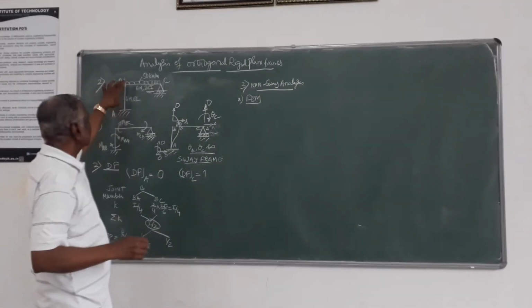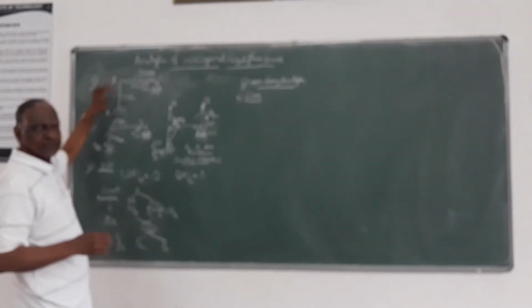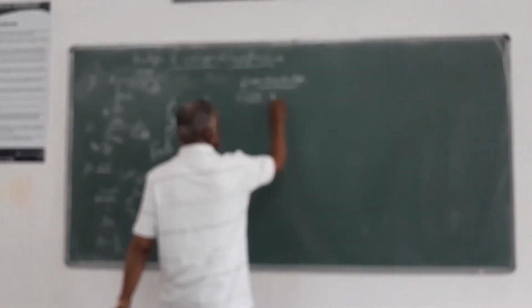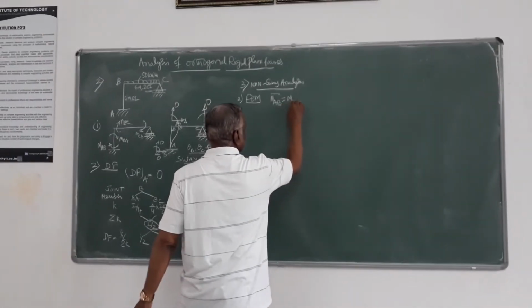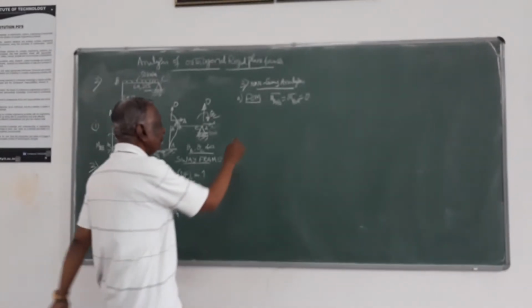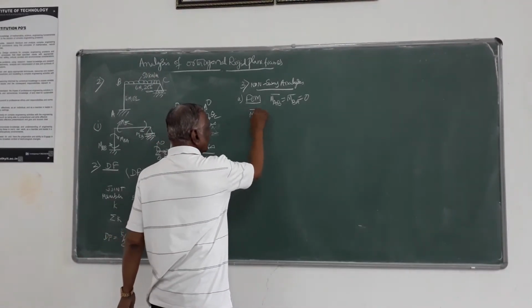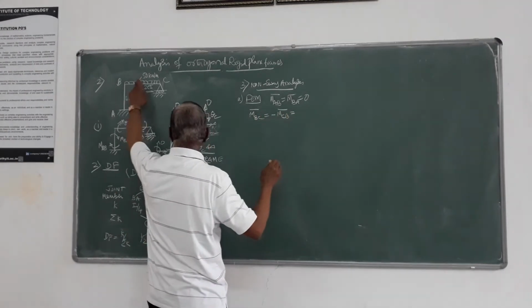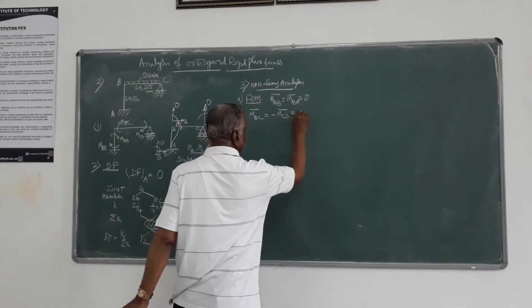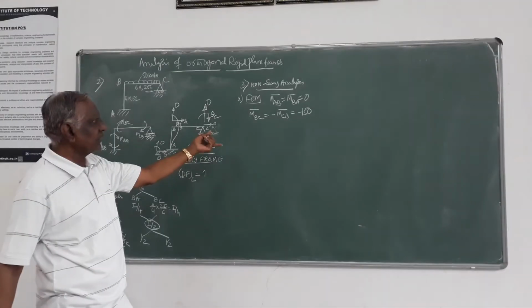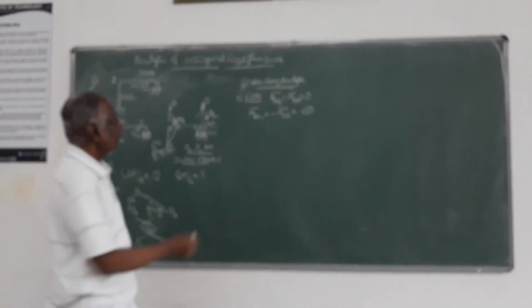So on AB, there is no member loading. MAB and MBA are 0 because there are no member loading. When you take BC member, assuming each end to be fixed, MBC bar is equal to MCB bar is equal to minus 50 times 6 squared by 12, it is minus 150. So MBC is minus 150, MCB is plus 150.